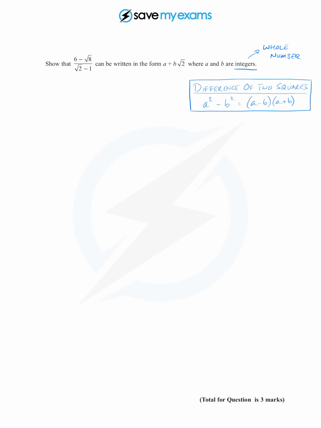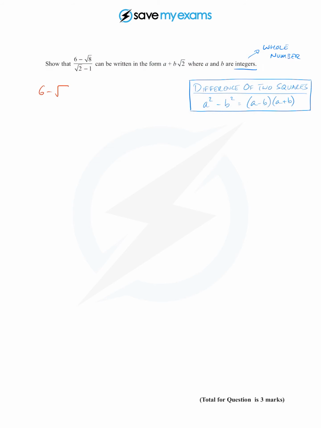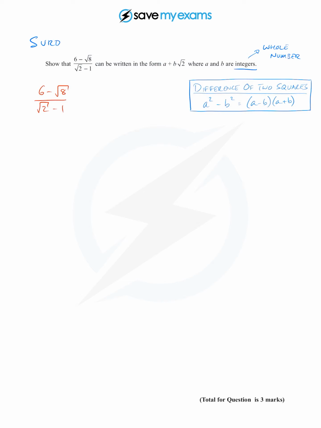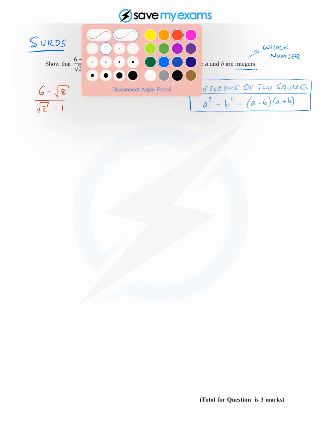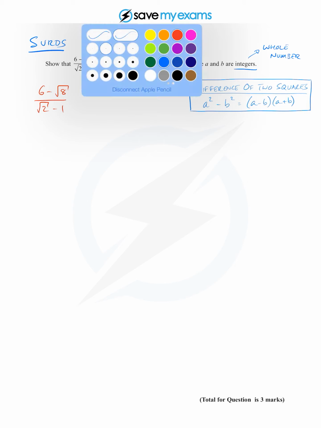Well, let's write it down and have a good look at it, shall we? So 6 minus the square root of 8 all over the square root of 2 minus 1. Now we are clearly dealing with surds here, and the reason I know that is because of these two numbers here, root 2 and the root 8. Remember, a surd is the square root of a non-square number, okay, and 2 and 8 are not square numbers.